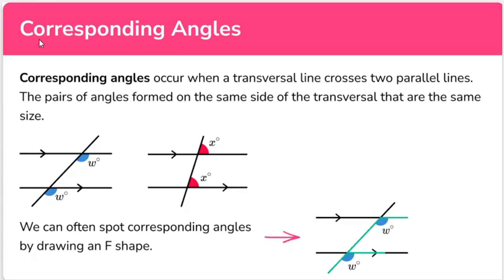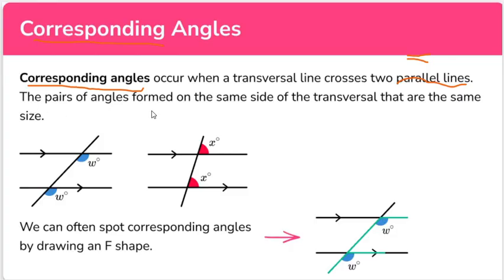Now the first thing you have to understand is corresponding angles. Corresponding angles occur when a transversal line crosses two parallel lines. Remember that in our previous video we said that parallel lines are lines that come close to each other but will never meet.